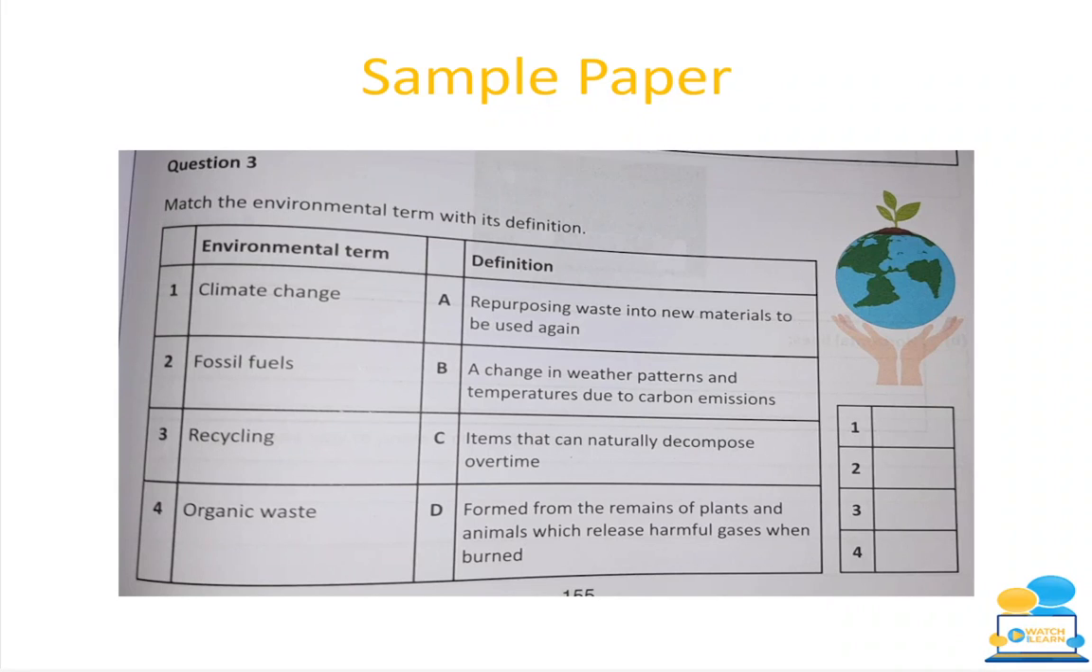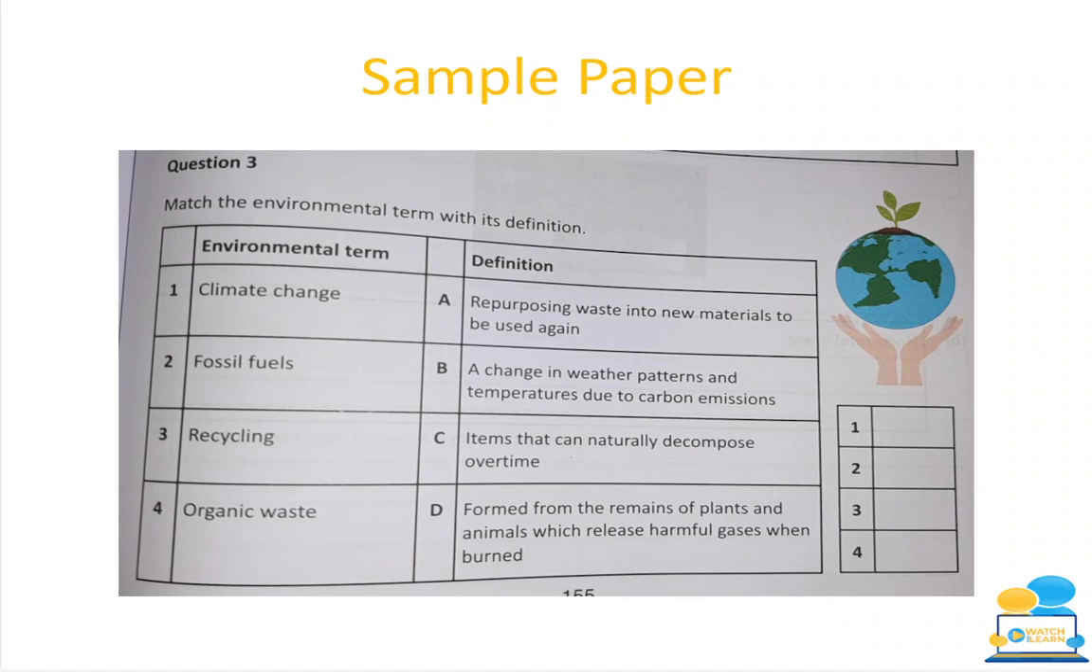So if I was to look at number one, which is climate change, and I was to read through it, the first thing says repurposing waste into new materials to be used again. I know that's not climate change. Next one is a change in weather patterns and temperatures due to carbon emissions. So that is climate change. So I'd write 1 and I'd write B beside it in the table to my right hand side. So that's that bit done.